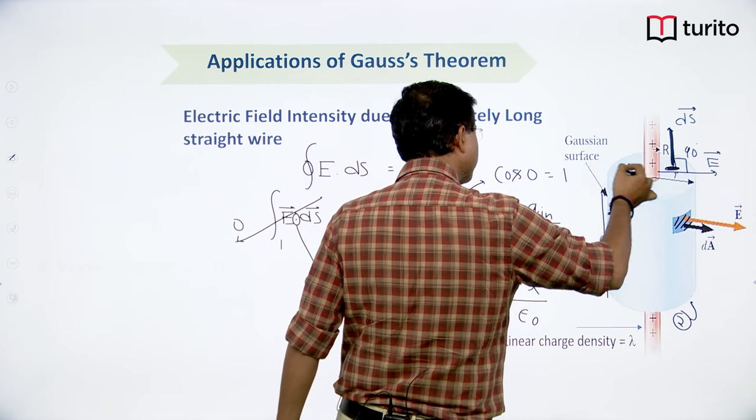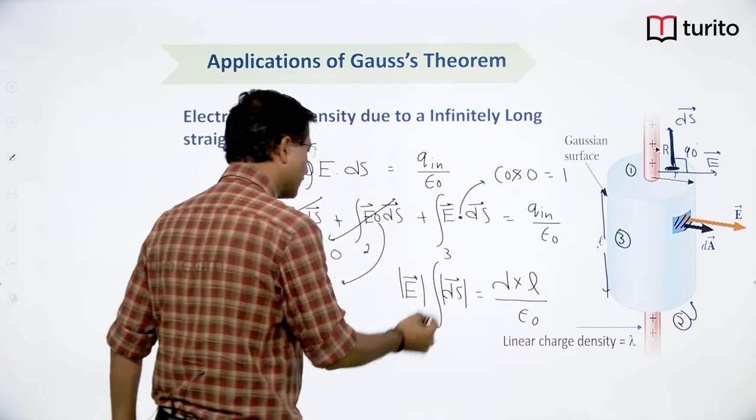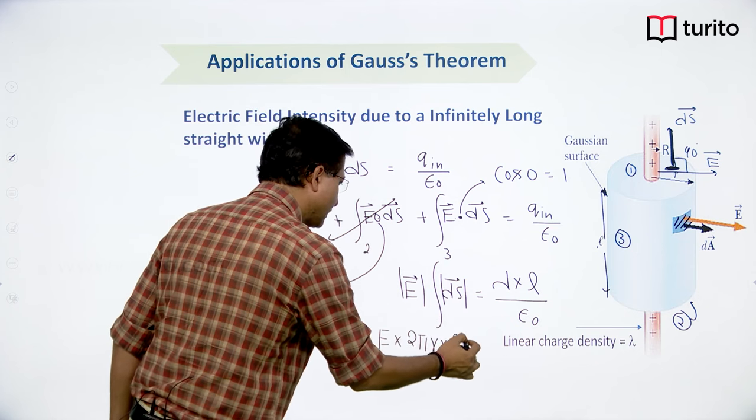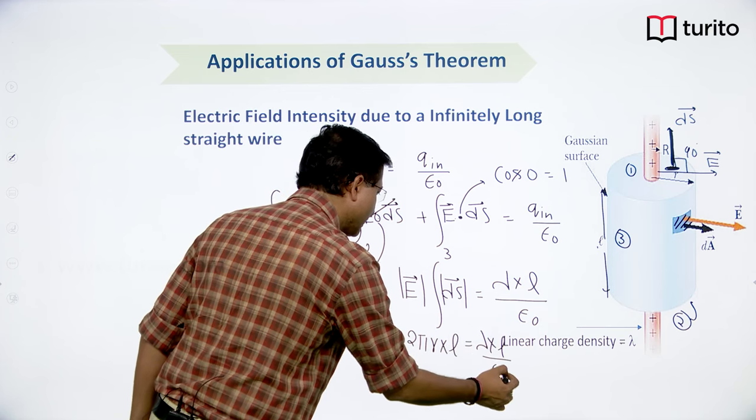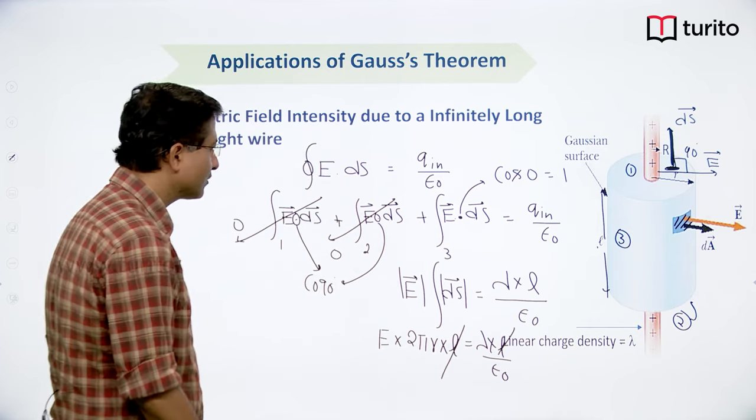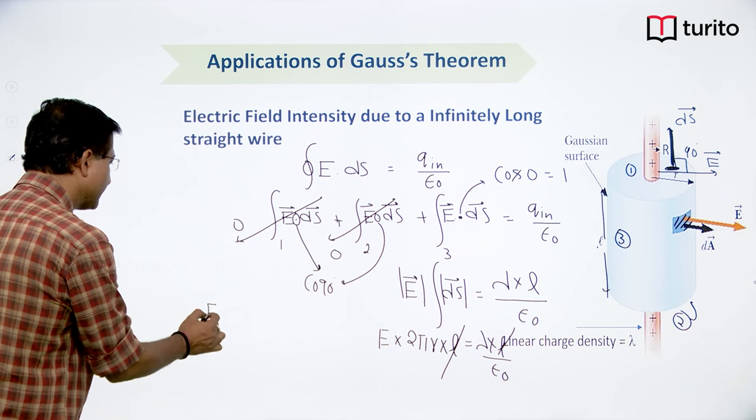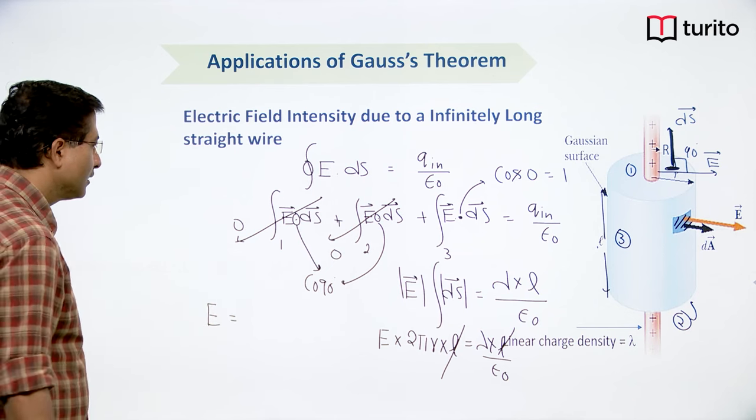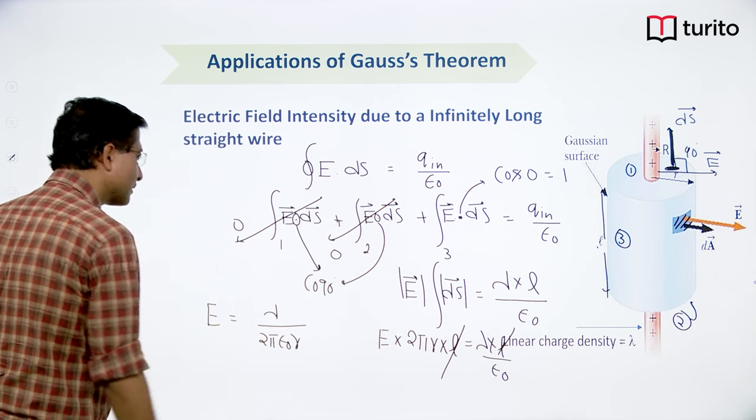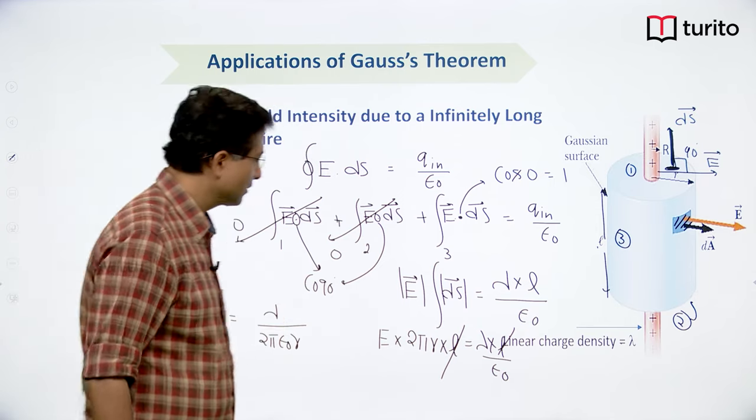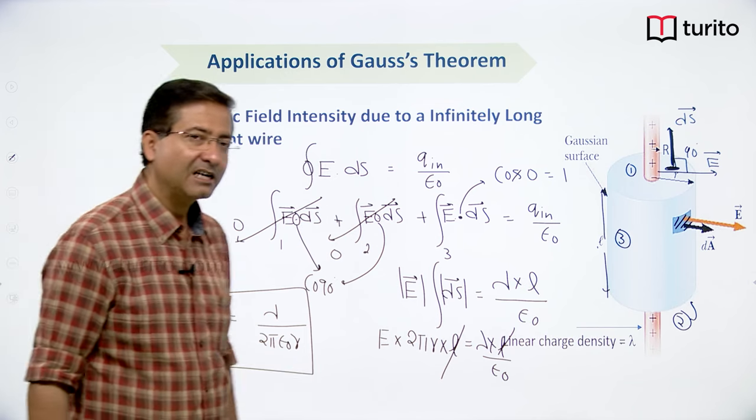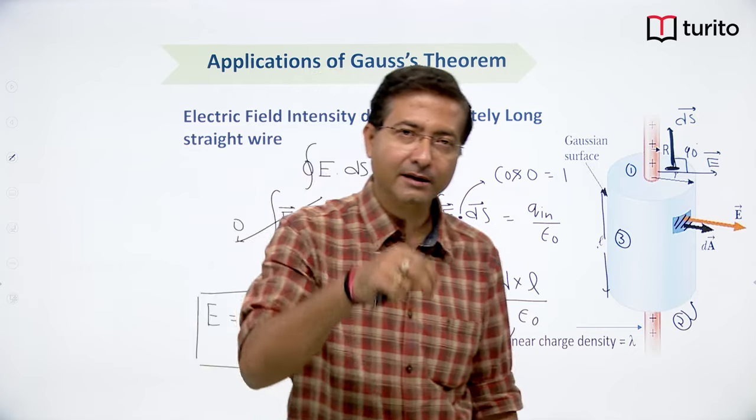Radius is R, periphery is 2 pi R, and length is L. So, surface area is 2 pi R into L, which is equal to lambda L divided by epsilon naught, right. This L gets cancelled out, and what we finally get is lambda upon 2 pi epsilon naught R. L got cancelled out. This was the expression for electric field produced by an infinite wire.